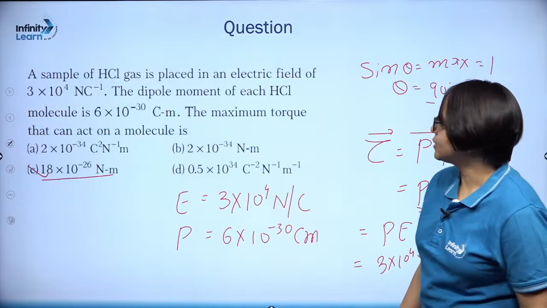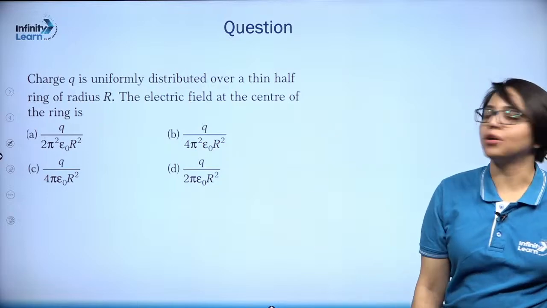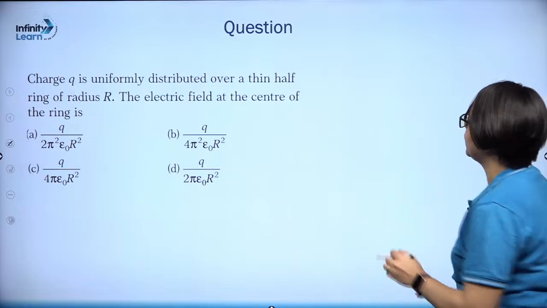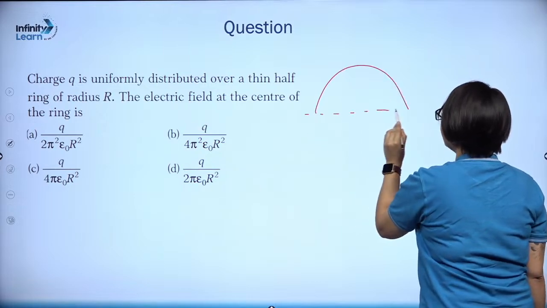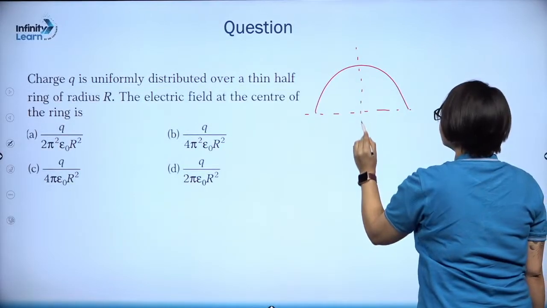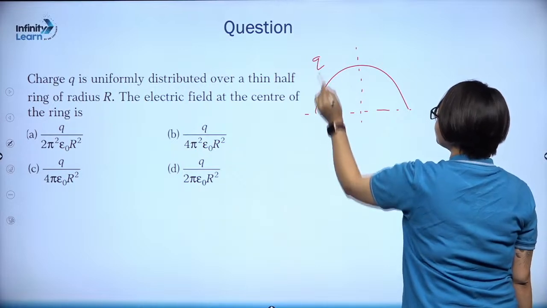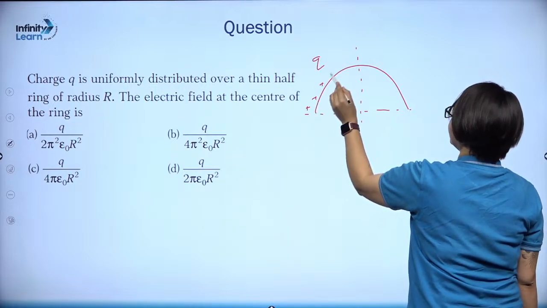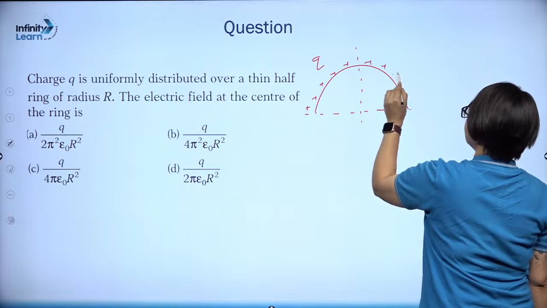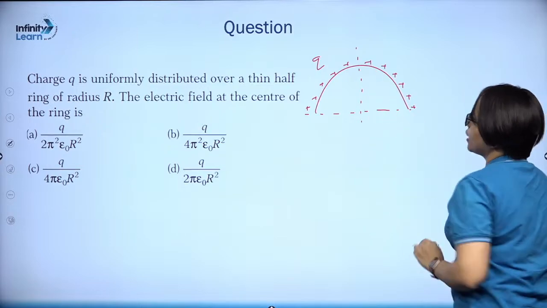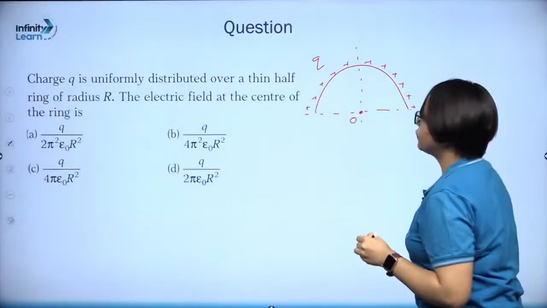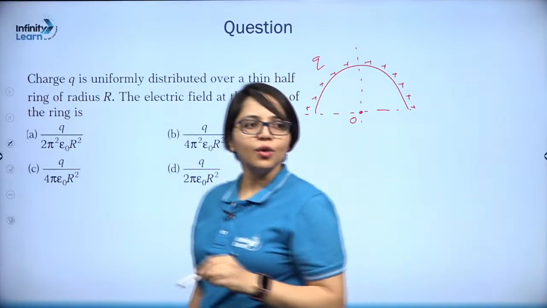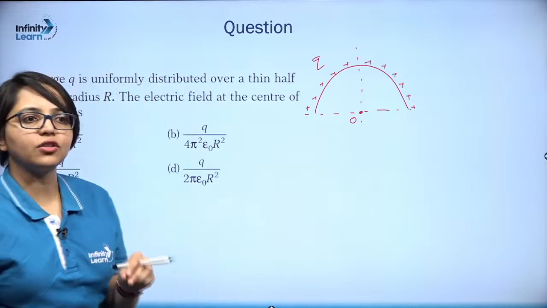Charge Q is uniformly distributed over a half ring of radius r. We have a half ring of radius r, ठीक है? And charge Q is uniformly distributed over it like this. Alright? Then what is the electric field at the center of this ring? Okay. What is the electric field at the center of this ring?